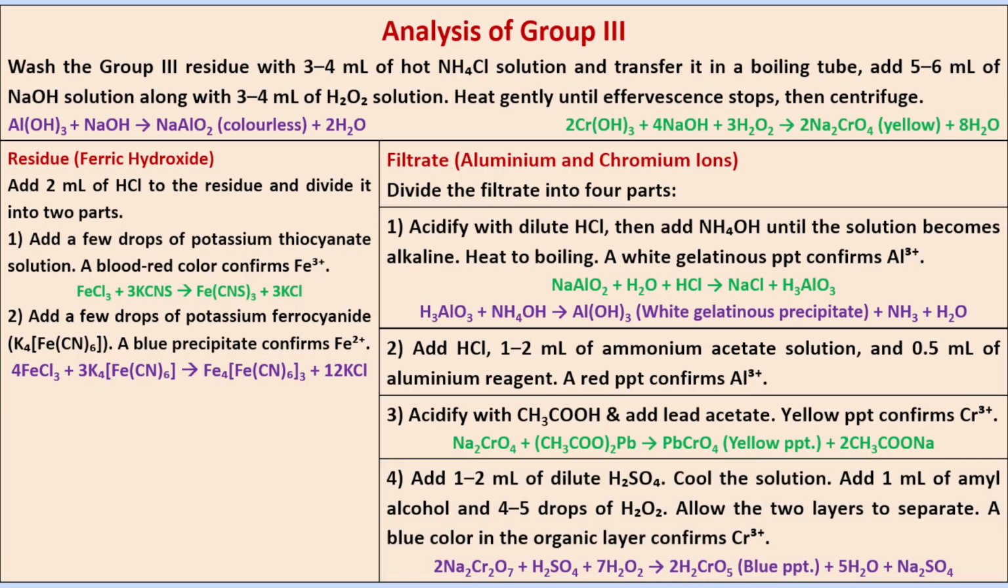To the fourth part, add dilute sulfuric acid and cool the solution. Then add 1 ml of amyl alcohol followed by 4-5 drops of hydrogen peroxide. After shaking, allow the layers to separate. A blue color appears in the organic layer, confirming the chromium ion due to the formation of peroxychromic acid.